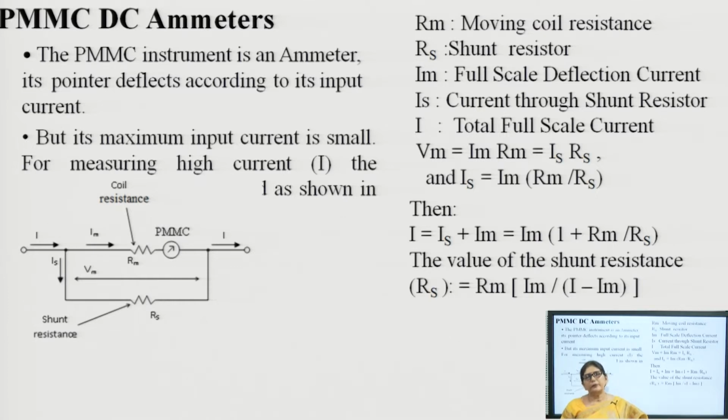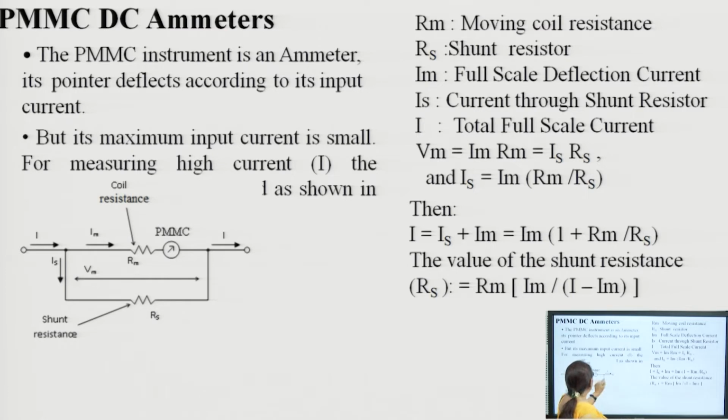If we want to measure a large amount of current, we have to place a resistance in parallel to the instrument. The value of this parallel resistance should be very low, so that most of the current flows through this resistance and only a small current flows through the meter. Otherwise, the meter will burn due to I squared R loss. The scale is calibrated so that it shows the value of the current I which we want to measure.